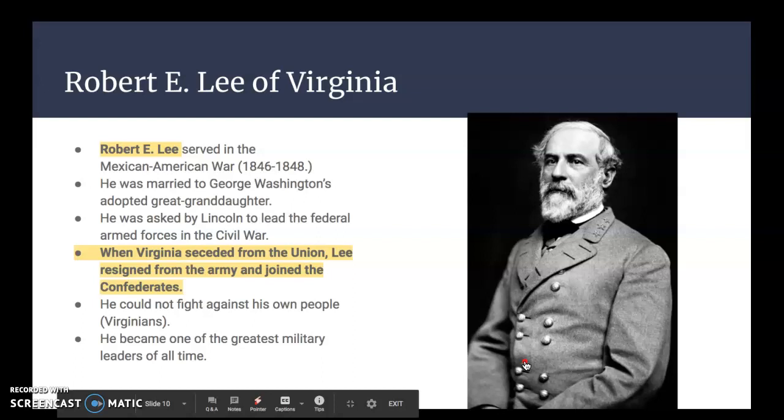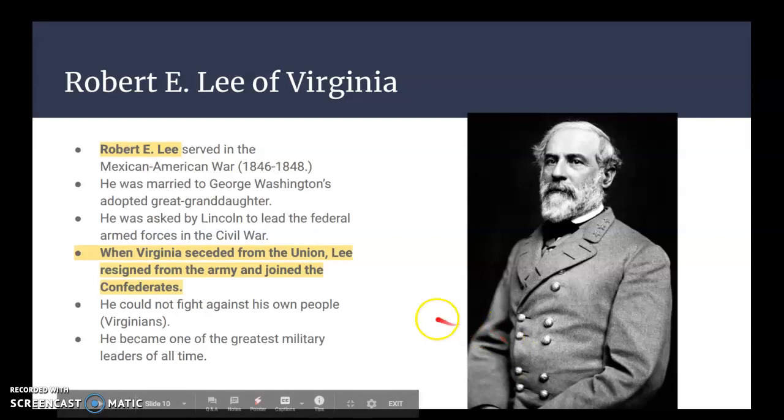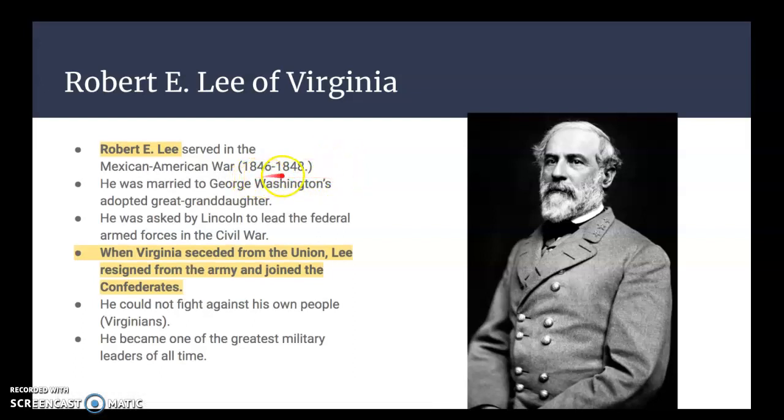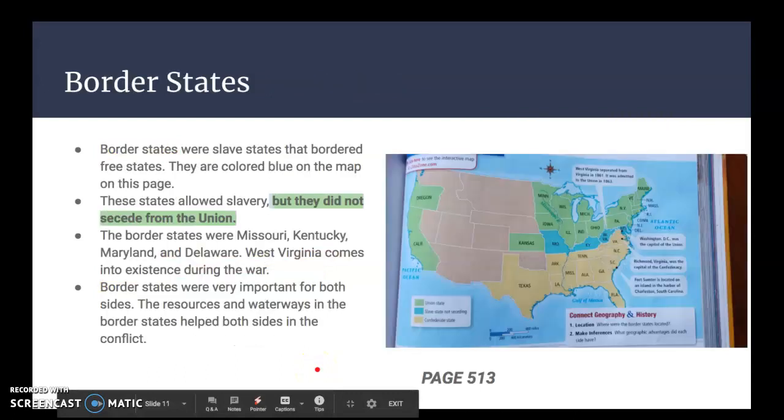All right, Robert E. Lee of Virginia. We're going to be hearing a lot about him in the next few days. He was a military officer who served in the Mexican-American War. A lot of these figures in the Civil War were young men fighting in earlier wars. We see that happen a lot throughout history. He was married to George Washington's adopted great-granddaughter. He was asked by Abraham Lincoln to lead the federal armed forces in the Civil War, and he was actually considering it. But when Virginia seceded from the Union, Lee resigned from the army and joined the Confederates. He said that he could not fight against his own people. By that statement, you realize that by his own people, he doesn't mean Americans, he just means Virginians. And he goes on to become one of the greatest military leaders of all time.